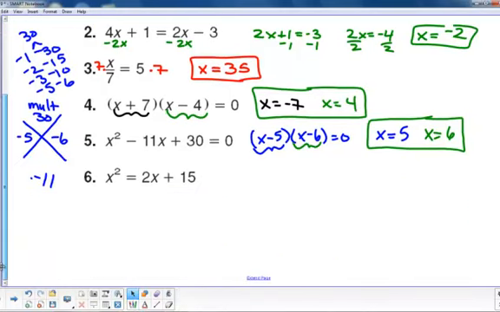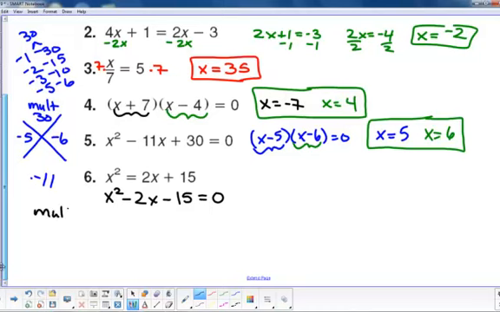And in the last little recap, we need to put everything on one side. I like my x squareds positive, so I'm going to bring everything to the left. And then are there 2 numbers that multiply to give negative 15 that add to give negative 2?